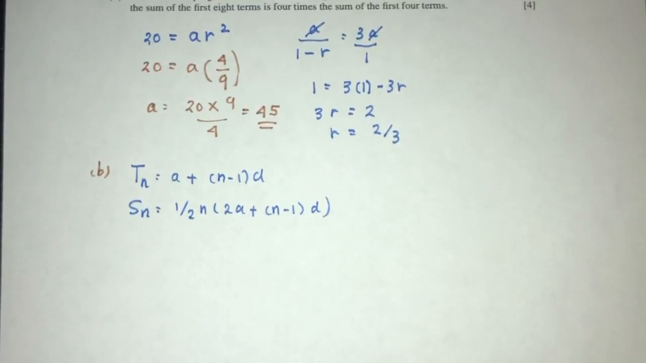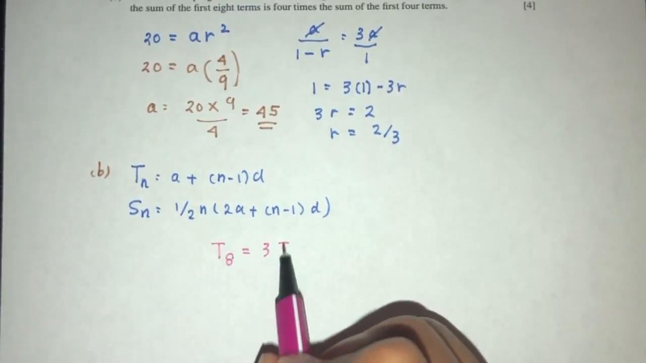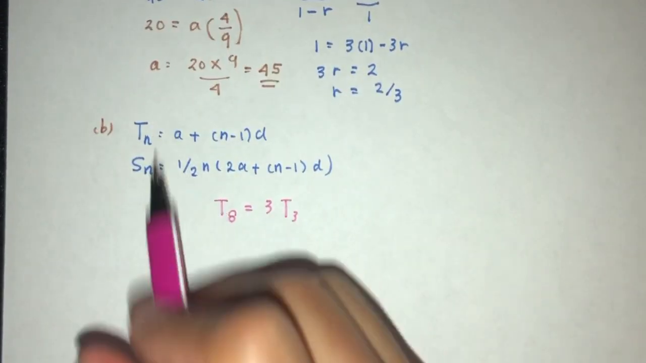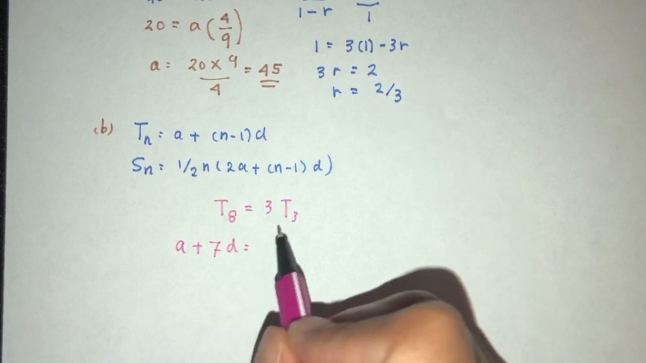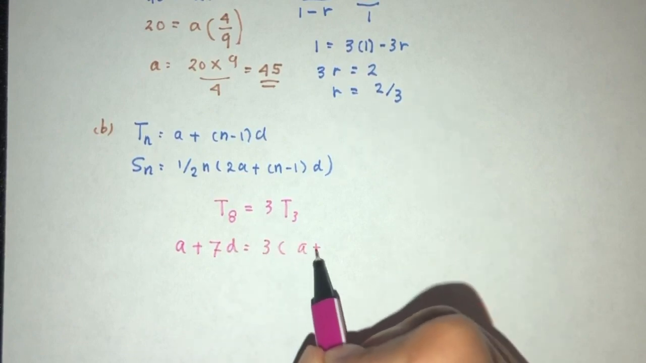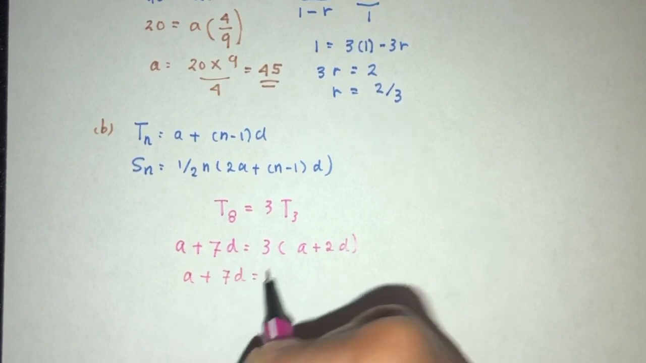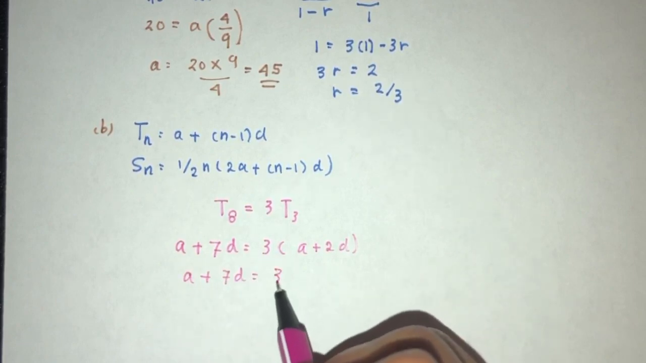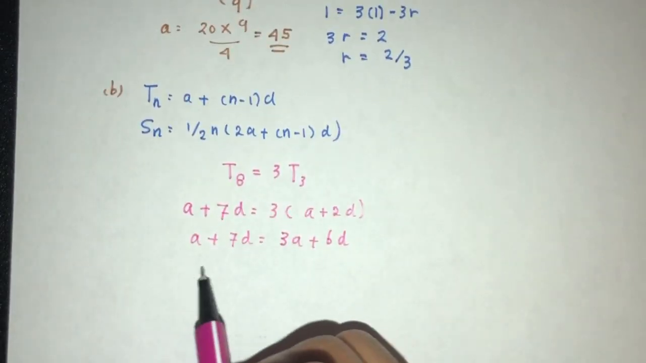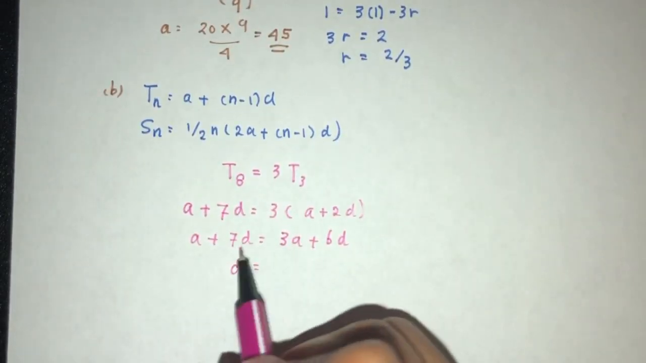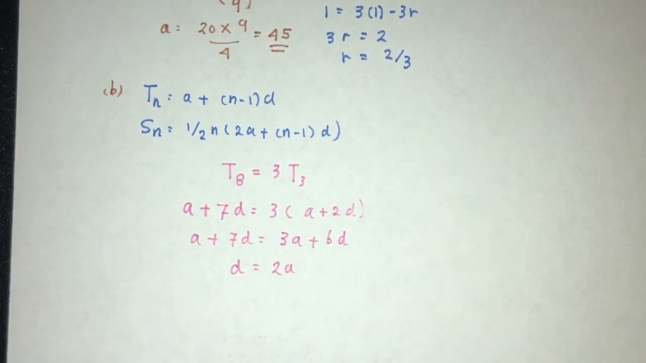Now let's replace. So we know that the 8th term is 3 times the third term. So let's replace. The 8th term will be what? a plus 7d has to be 3 times a plus 2d. That will be a plus 7d will be 3a plus 6d. We can simplify. You will have d will be, so sending this over here, 2a. Okay, that will be my equation number 1.